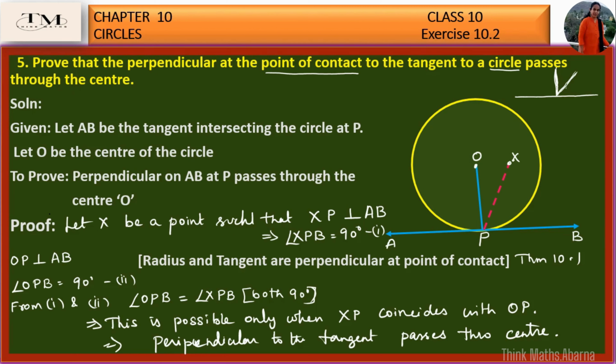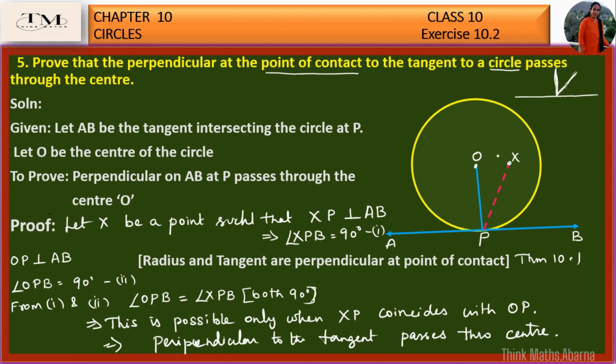So here, we took another point X such that XP is perpendicular to AB. So we get angle XPB equal to 90 degrees. Another one: OP is the radius and AB is the tangent, so OP will be perpendicular to AB by theorem 10.1. So angle OPB will also be 90 degrees. Both are 90 degrees, so this is not possible. If you check this line, it makes a slant line, and a slant line doesn't make 90 degrees. So if both are 90 degrees, then X should coincide with this O.